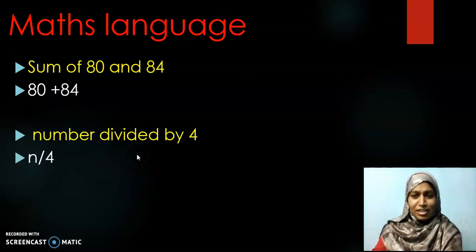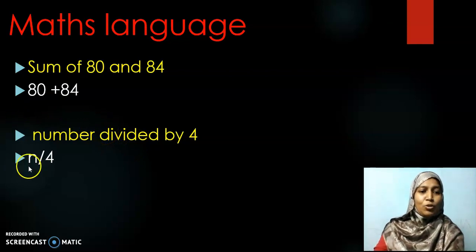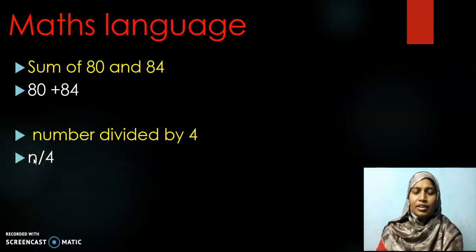But to make it still smaller and simpler, instead of writing the whole word number, they used the letter n, small n. And it is not compulsory that you should always use the letter n. It can be any letter.